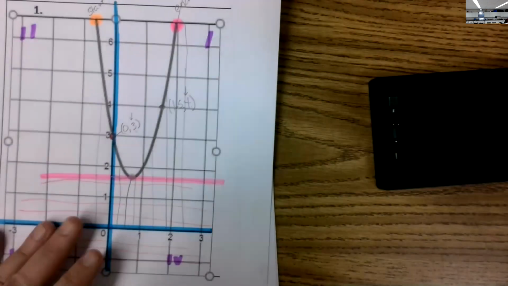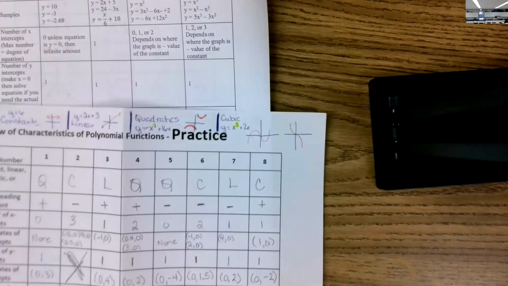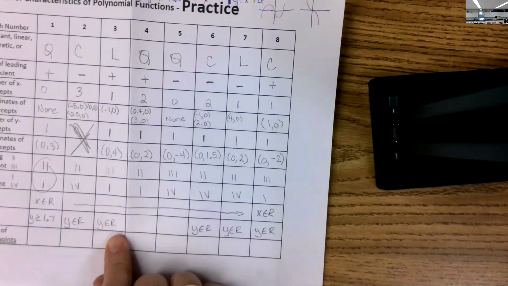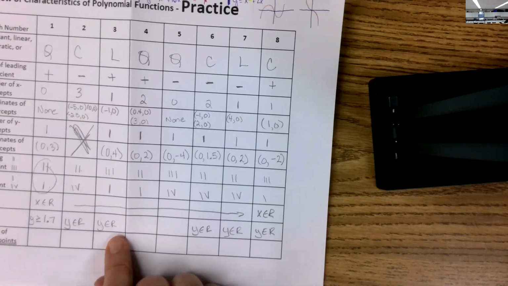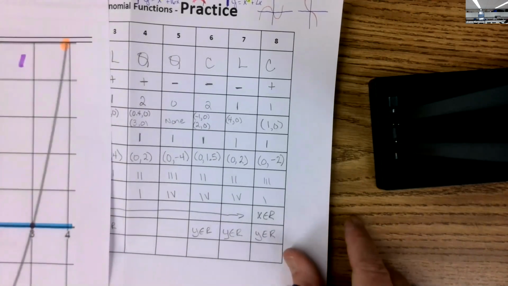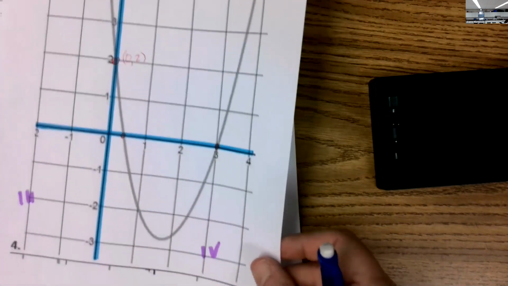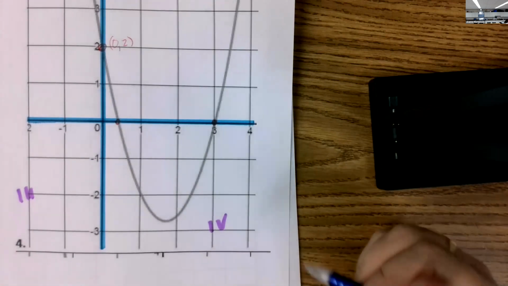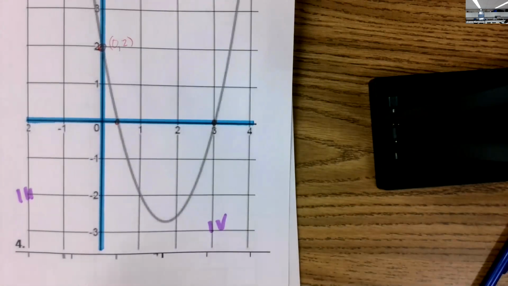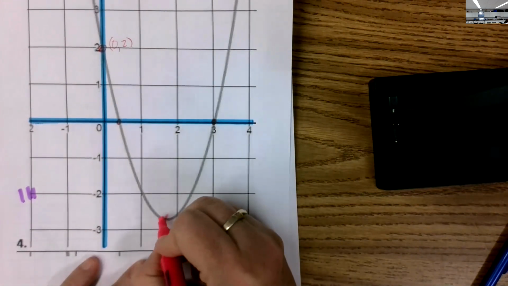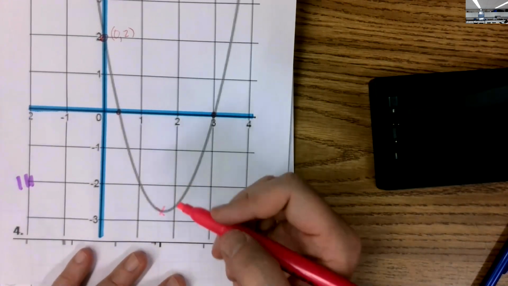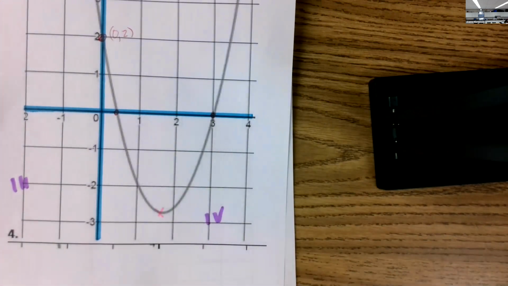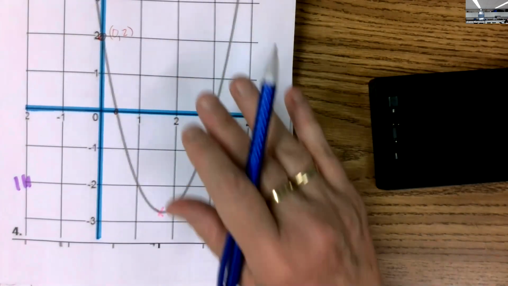And now I can skip over graph 2 because it's done. Skip over graph 3 because it's done. And we will look at graph number 4. So the key point you want to find is either the maximum or minimum. And that's where it changes direction. So in this one, it looks like it's right about there. And this is a smiley face. A is positive. A leading coefficient is positive.